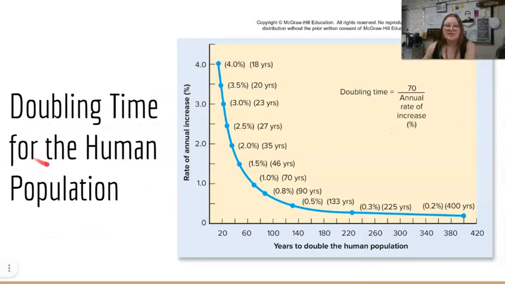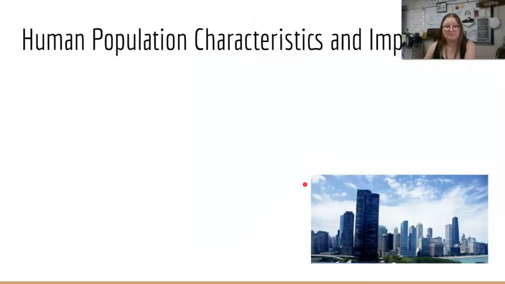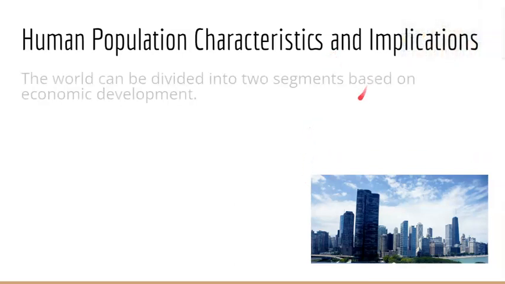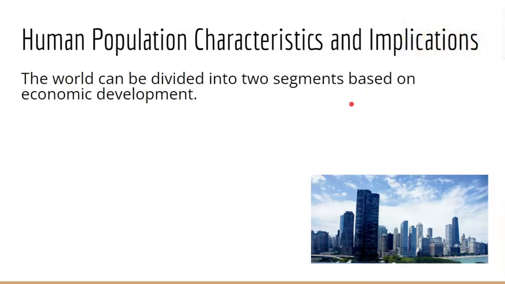So if we look at the doubling time for human population, so years to double the human population down here. So if our rate of annual increase is 4%, that's going to be 18 years. If our rate of annual increase is 0.5%, that's going to be in 133 years. So we can just see as our rate of annual increase goes down, the years to double the human population goes up. So human population characteristics and implications.